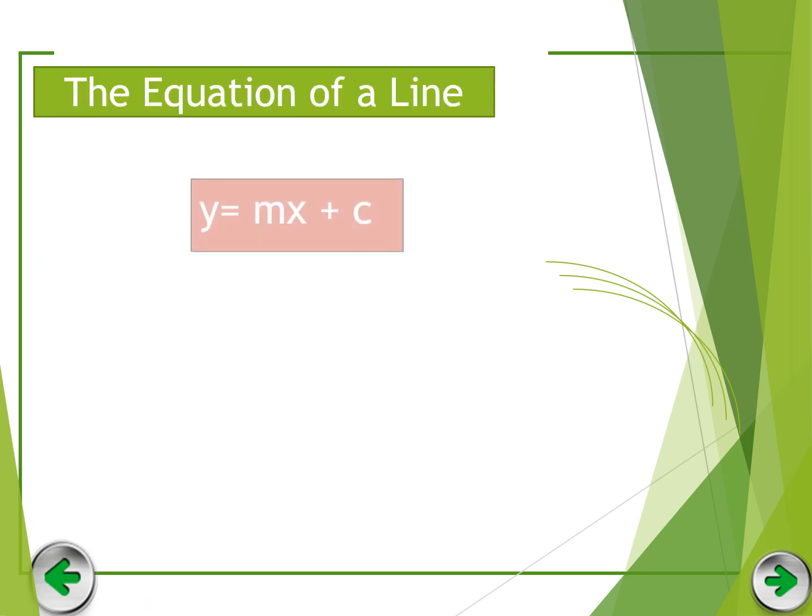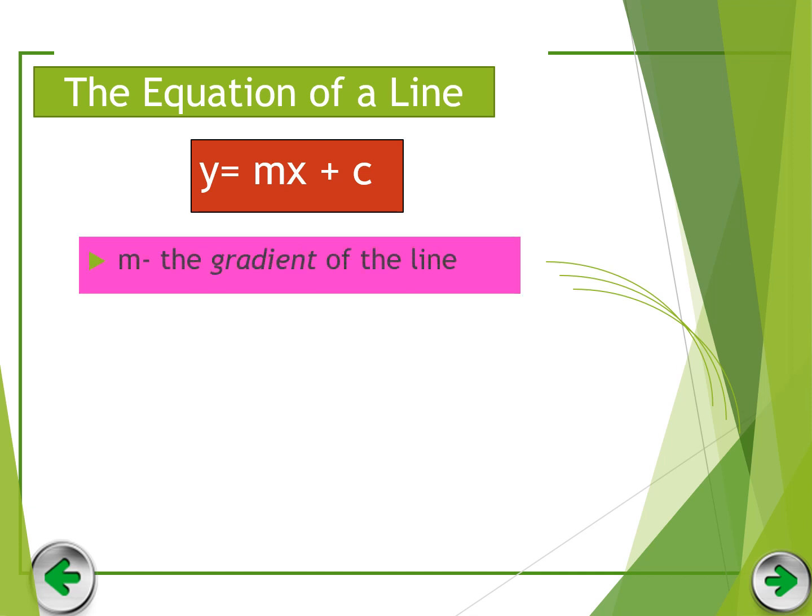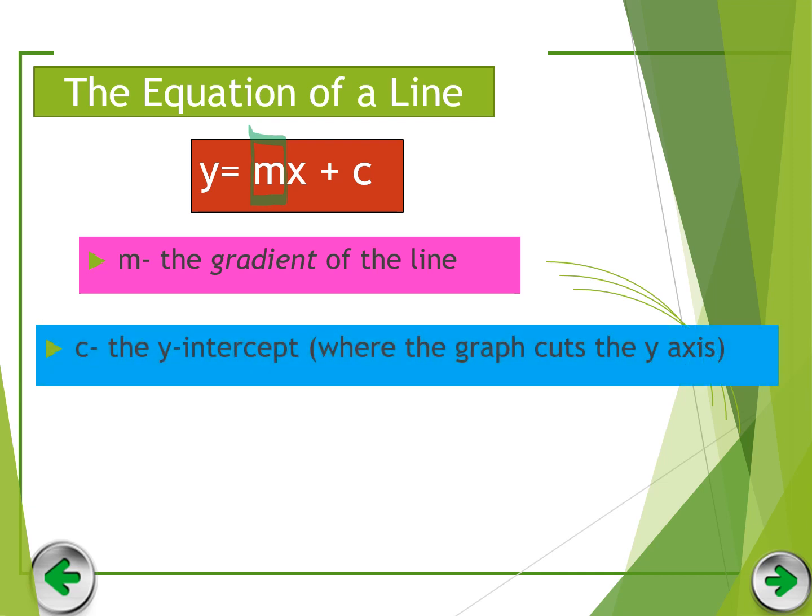The equation of a line: y equals mx plus c. So m represents the gradient of the line. So that is the number that is in front of x, or the coefficient of the x term. C, that is the value that represents the y-intercept, where the graph cuts the y-axis.